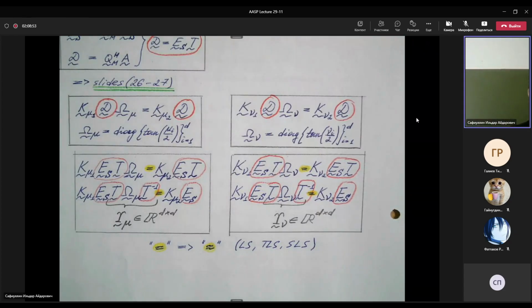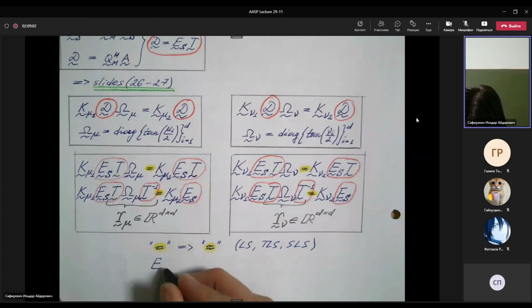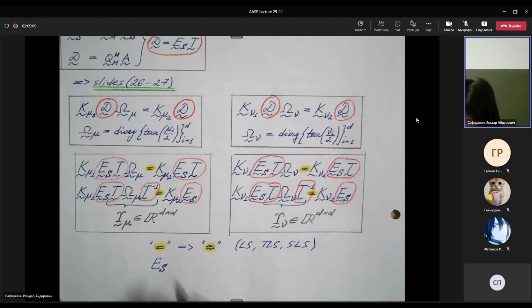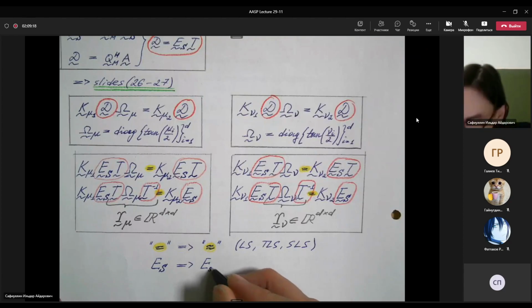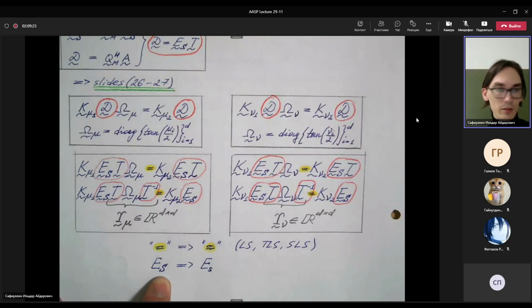And of course, we go from matrix E subcapital S, so true signal subspace, to the estimation of this signal subspace with small s. So here we have capital S, here small s.